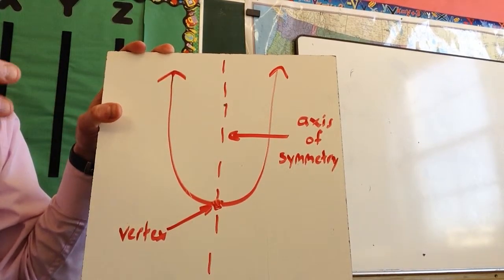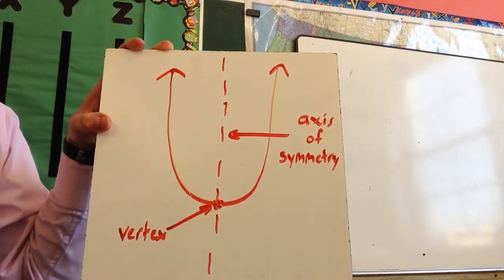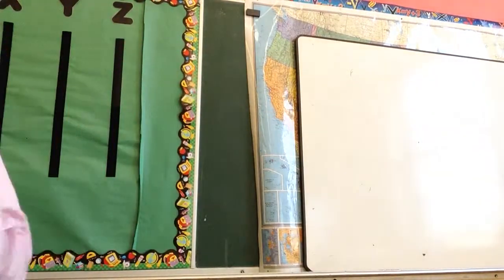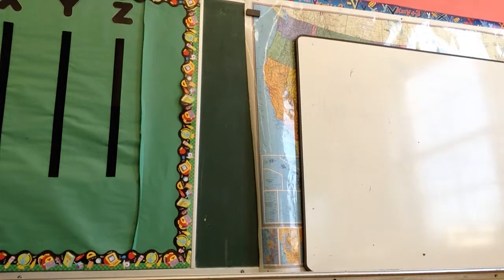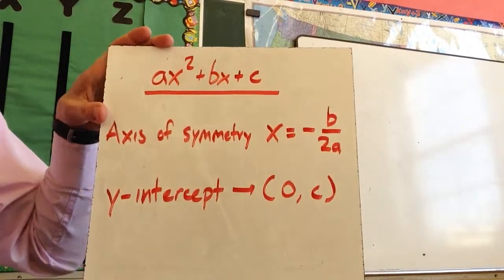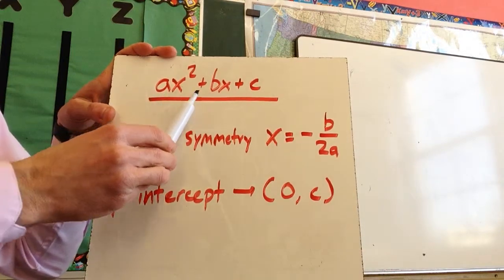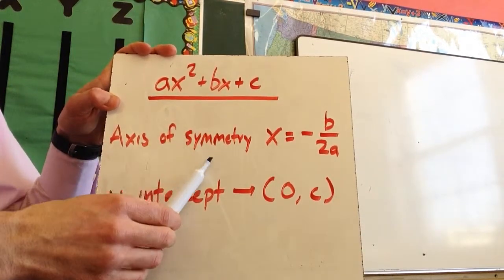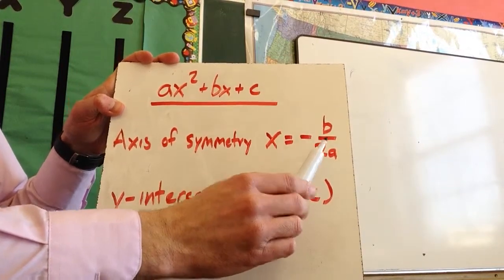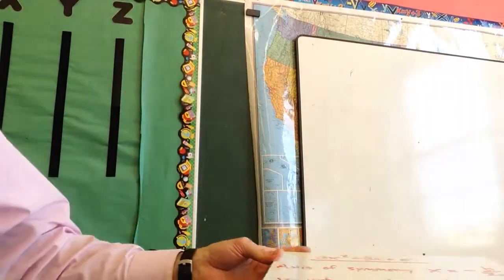But it's kind of the point where the U essentially turns. Okay, and so it's really important to know the axis of symmetry and the vertex, and there's ways that we can figure that out. Keeping in mind that if the equation is in the form of ax squared plus bx plus c, the formula to find the axis of symmetry is x equals negative b over 2a. I'm going to come back to this in just a sec.